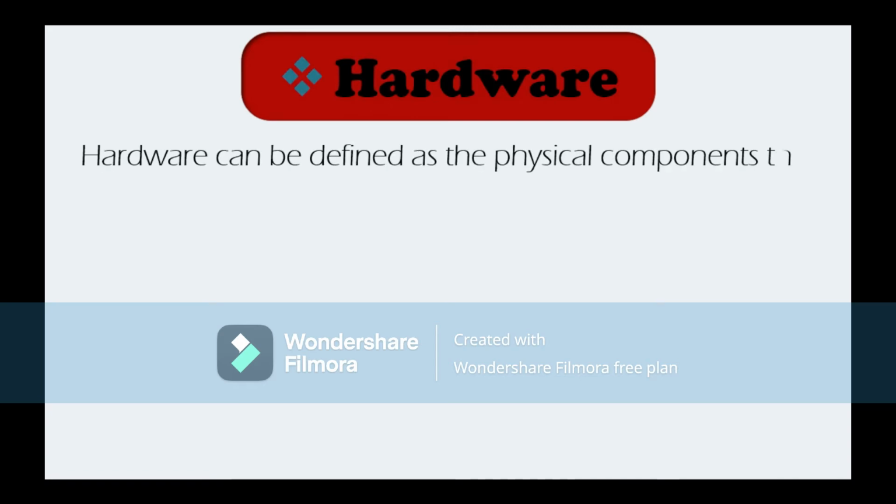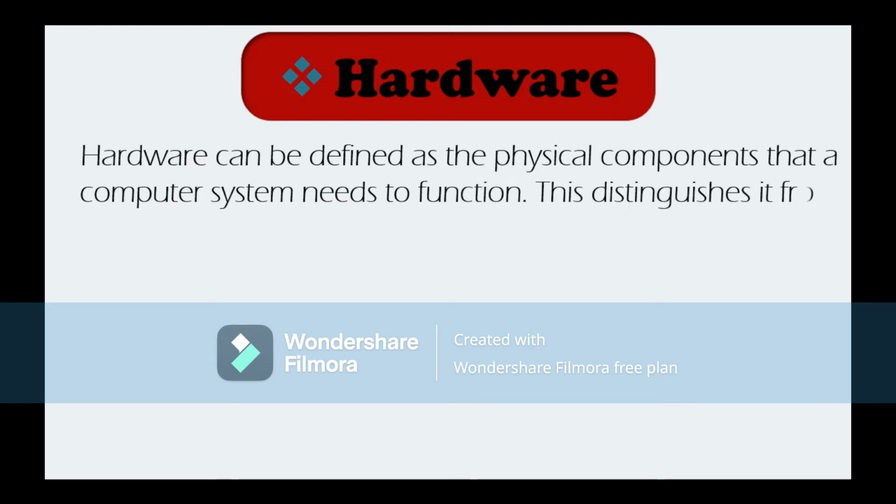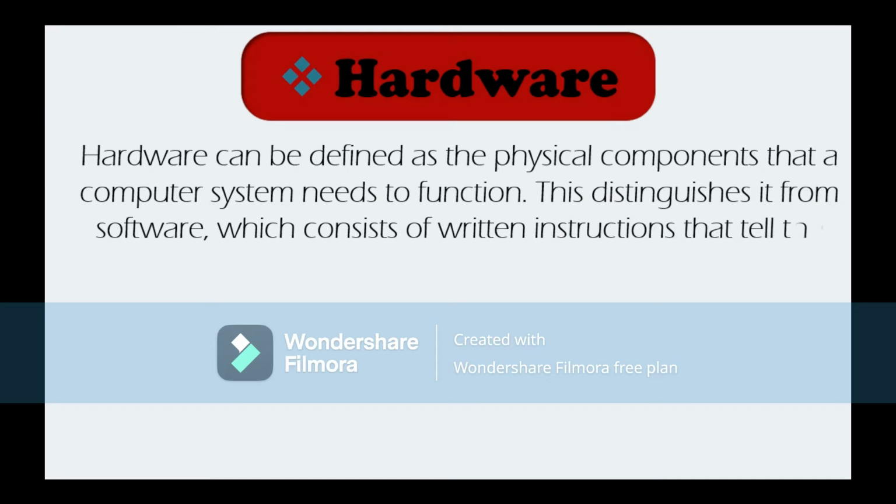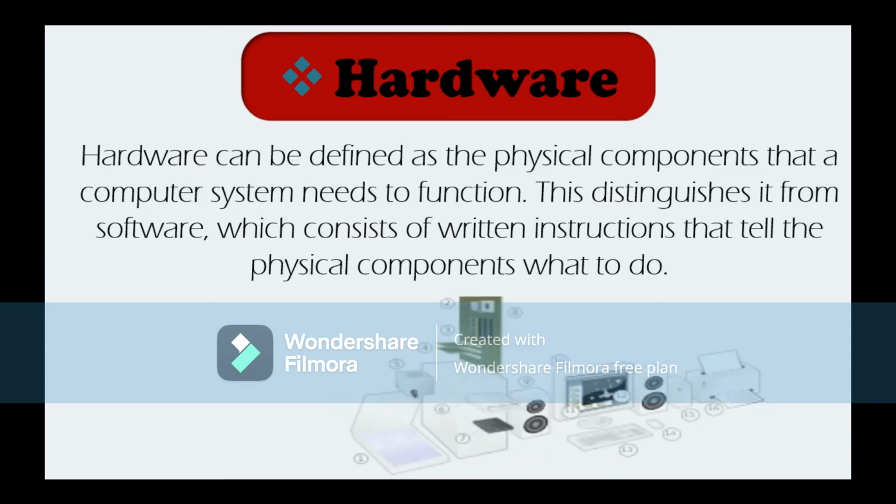Today our topic is hardware. Hardware can be defined as the physical components that a computer system needs to function, and this distinguishes it from software, which consists of written instructions that tell the physical components what to do. And there are the hardware pictures you can see there.